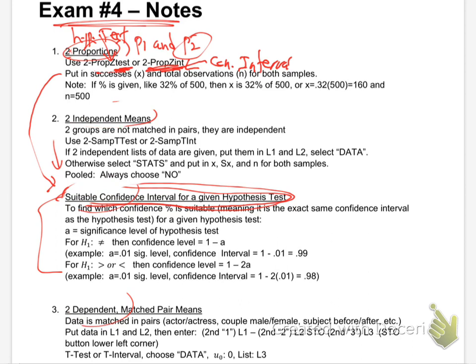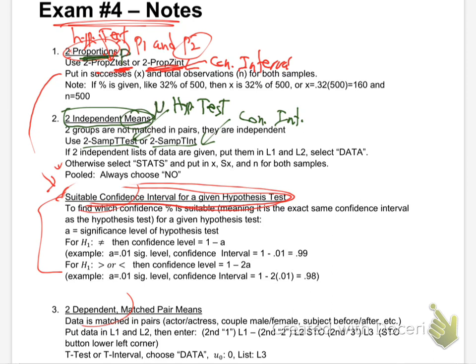So where is it? There it is. So right here, we have 2 independent means. Use 2 sample t-test, or for confidence interval, that's what you would do for the confidence interval. That's what you would do for the hypothesis test for when you have means instead of proportions. This is p, this is mu. So for means, use those steps.